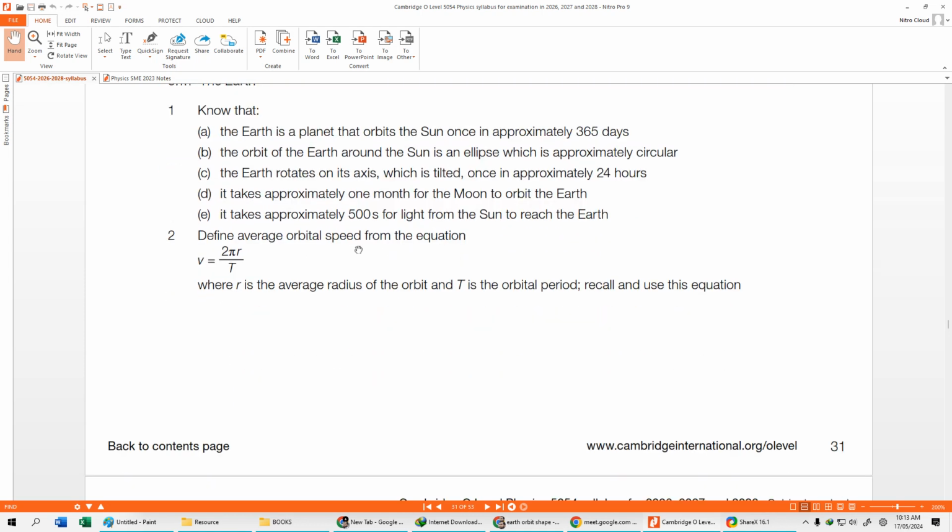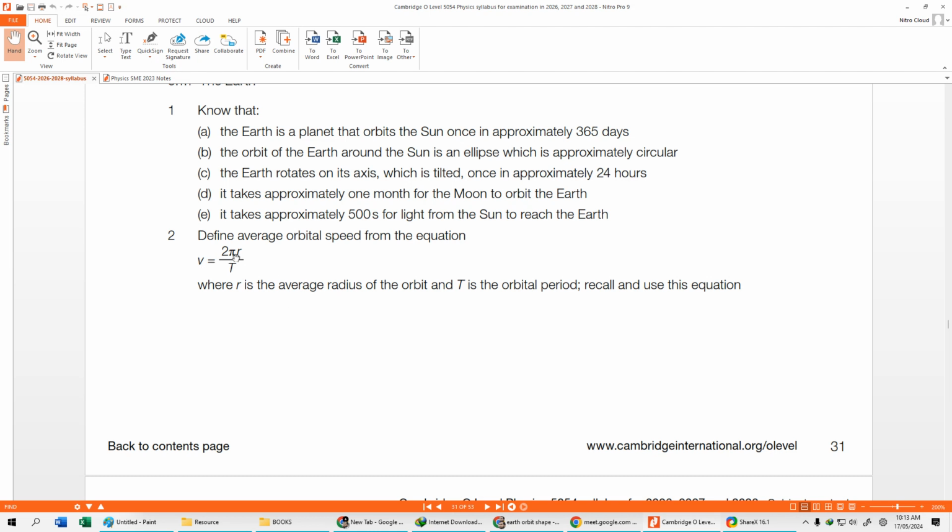Then we have this number 2, define average orbital speed from the equation v equals 2 pi r divided by t, where r is the average radius of the orbit and t is the orbital period. Recall and use this equation. So এই ইকুয়েশনের উপর বেস করে আমাদের ম্যাথমেটিক্যাল কোশ্চেন হতে পারে. r is the orbital radius. Orbital radius মানে হচ্ছে সানের সেন্টার থেকে আর্থের সেন্টার পর্যন্ত average distance for 1 year. Average distance for 1 whole year is what we mean by the average radius.